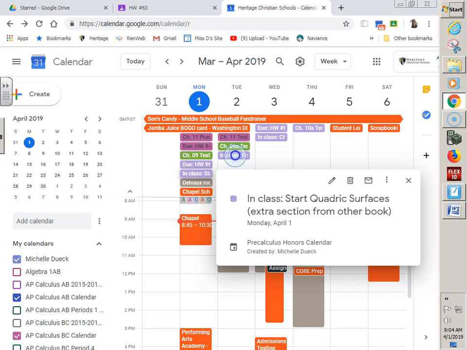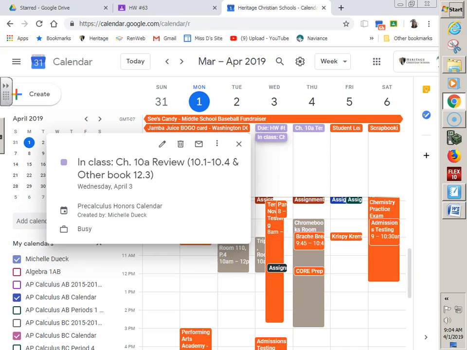But this is the final section towards our Chapter 10A test, which is going to be sections 10.1 to 10.4, and in the other book, quadric surfaces 12.3. You're like, but there are more sections besides 10.5. Yeah, there's a 10.6, 10.7. You know how I told you pre-cal is taking a test on Chapter 9, like all the sequences, series, binomial theorem, with probability as a separate little quiz? That's your Chapter 10. So the Chapter 10 test is going to be all the conic sections, including the three-dimensional one.